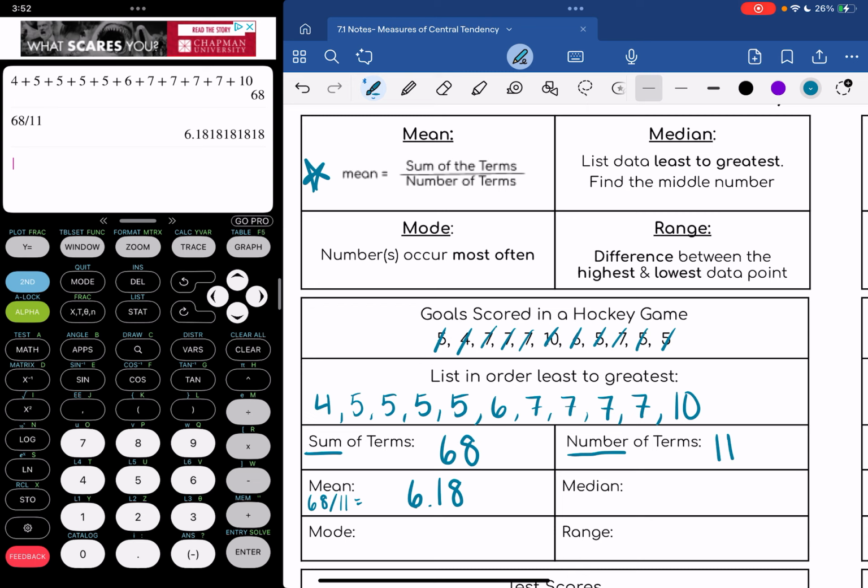Okay, next thing we're going to look at is our median. Our median is our middle number. So this is why we listed all of our numbers in order. To find our middle number, we're going to count from the outside, come to the end.